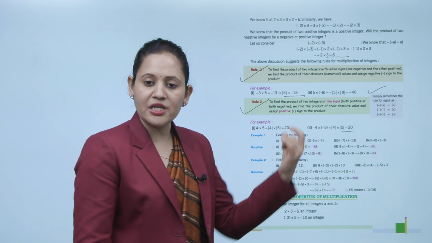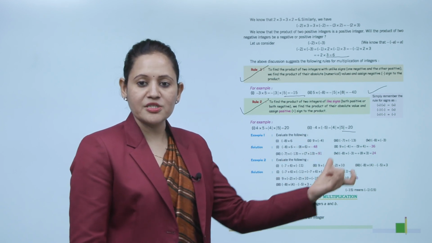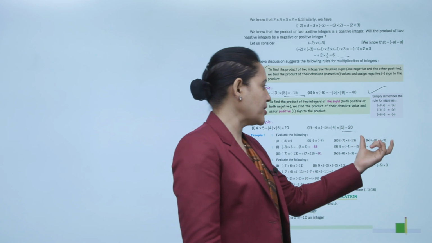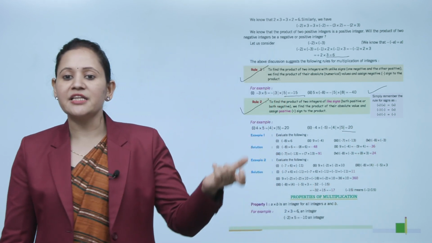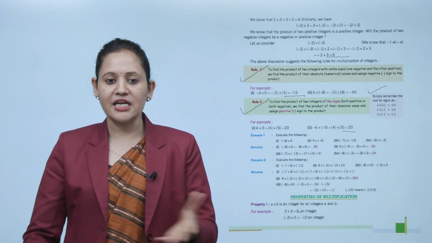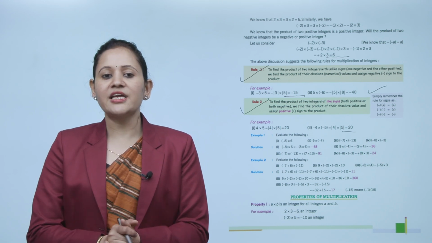Plus plus, both are positive numbers, so the product will be positive. Both are negative, the product will be positive. One is positive and the other is negative, the product will be negative. Clear? Next, we will take an example.